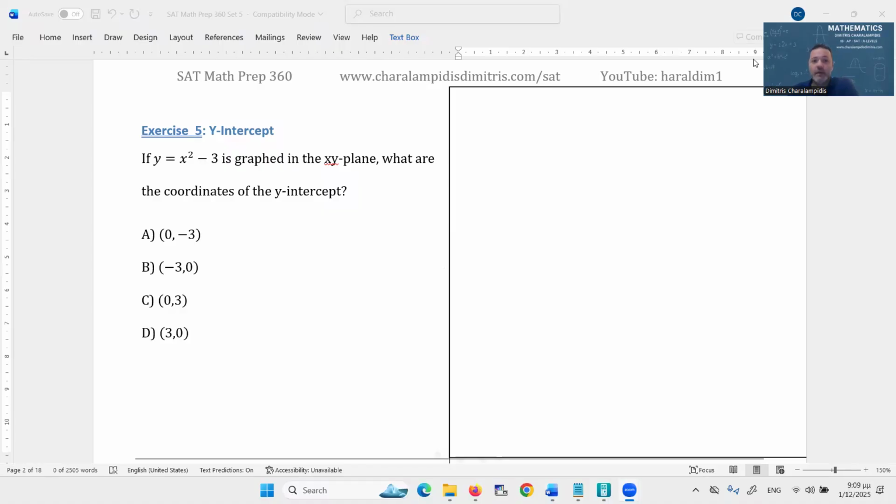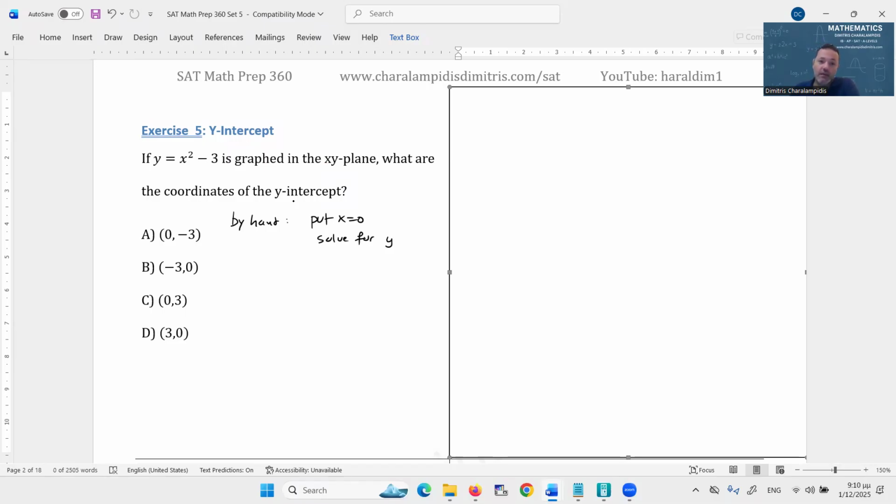Exercise 5. If y equals x squared minus 3 is graphed in the xy-plane, what are the coordinates of the y-intercept? First of all, let me remind you how to do that by hand. By hand, the y-intercept means put x equals 0 and then solve for y.